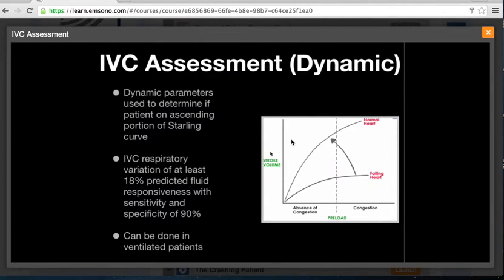Now, inferior vena cava respiratory variation of at least 18% predicted fluid responsiveness with a sensitivity and specificity of at least 90%. And this could also be done in ventilated patients. So while this may not be the holy grail, this may give us a lot better indications in the emergency department as to who needs further fluid resuscitation, and we can have a better idea of who's on this ascending part of the Starling curve.